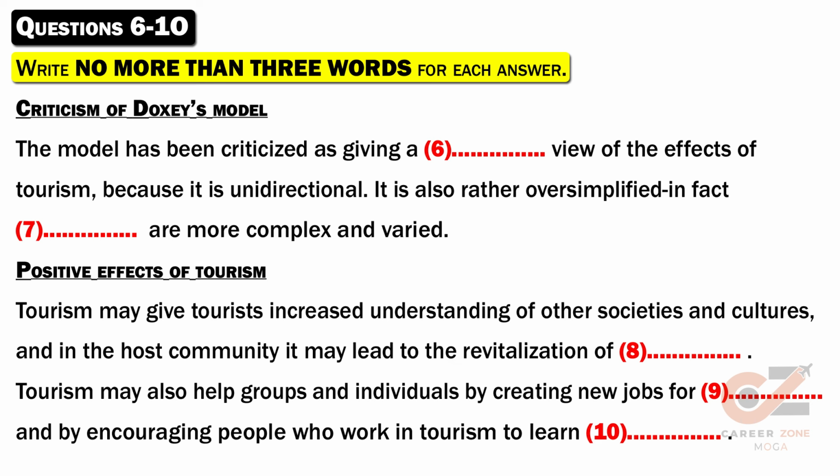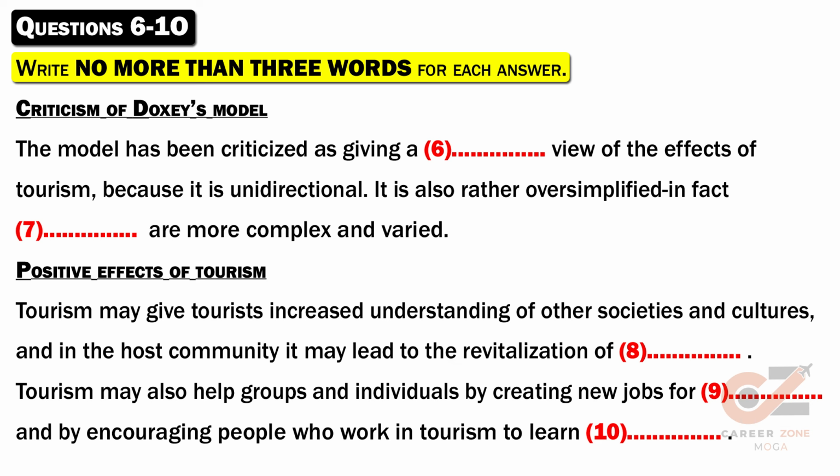Well, this sort of pathway is certainly a fairly good reflection of what happens in some tourist destinations. But Doxy's model has drawn a number of criticisms. The most significant is that it suggests a very negative attitude to the socio-cultural effects of tourism. The fact that the model is unidirectional, that it only works in one direction, seems to suggest that decline in the host-visitor relationship is inevitable.